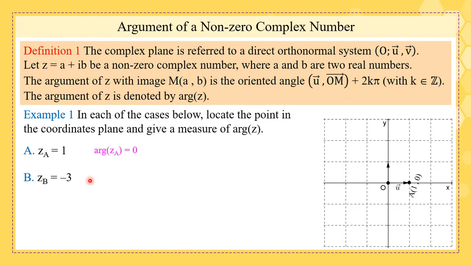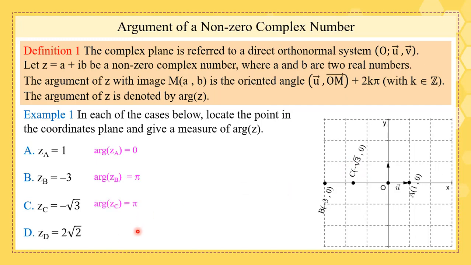Let's see the second case. zB is -3. We write the coordinates, which are (-3, 0). This is B. And the argument of zB in this case would be the angle between U and OB, which is this angle. It will be pi plus 2k pi. Now zC is negative radical 3. We locate it, and then the argument in this case would be pi.